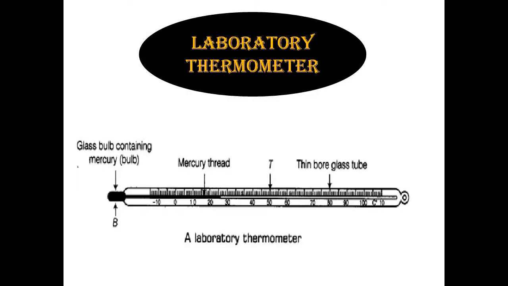So this is the diagram of a laboratory thermometer, and you can see the glass bulb is present, then thin mercury thread you can see in the capillary tube, and a glass tube is present, and you can see the range is from minus 10 to 110 degrees Celsius.